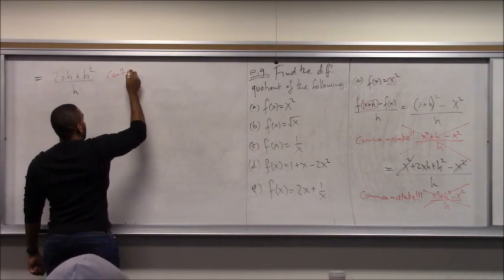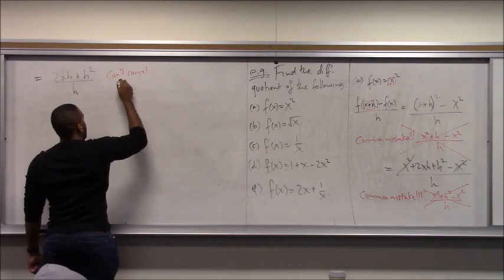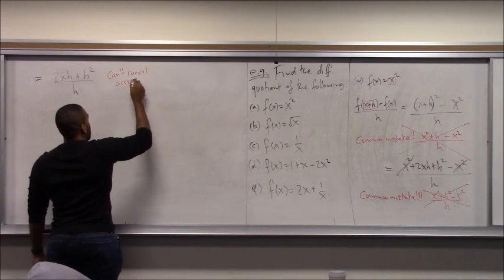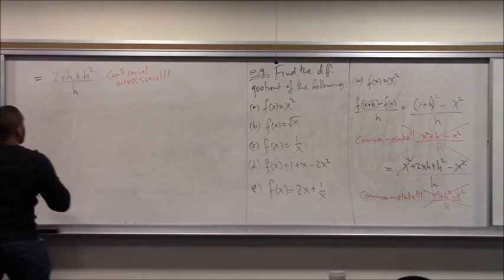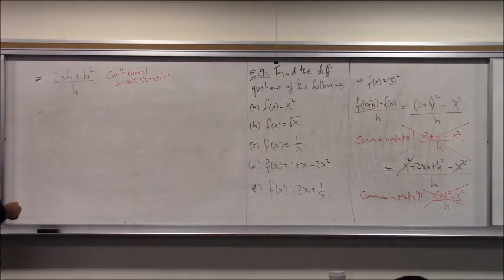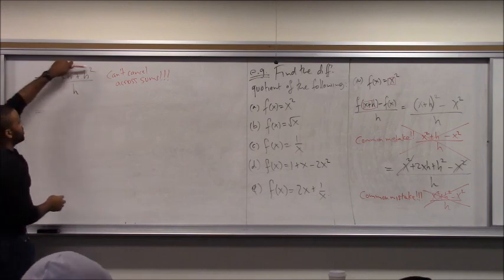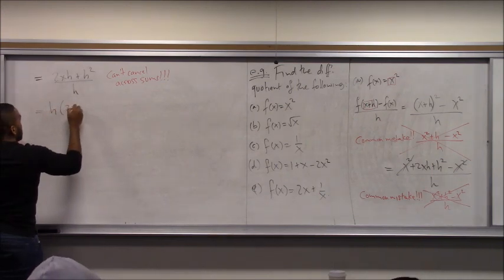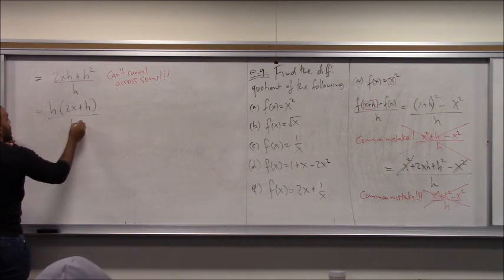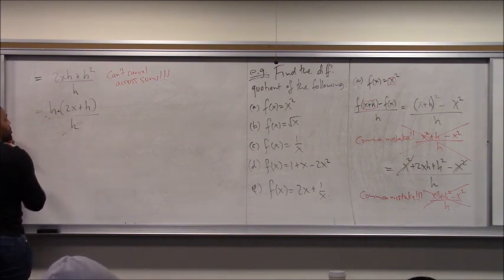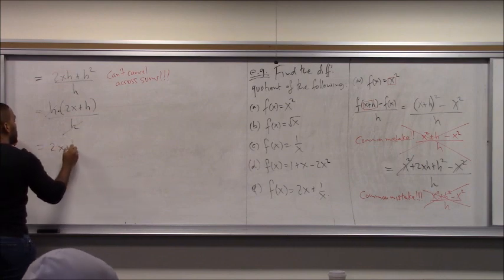Can't cancel across sums. So don't do it. Okay. How do we move on from here? Take out h. H is a common term in the top. Cancel it. Now we can cancel because of the multiplication separating the two things. So 2x plus h is the answer here.